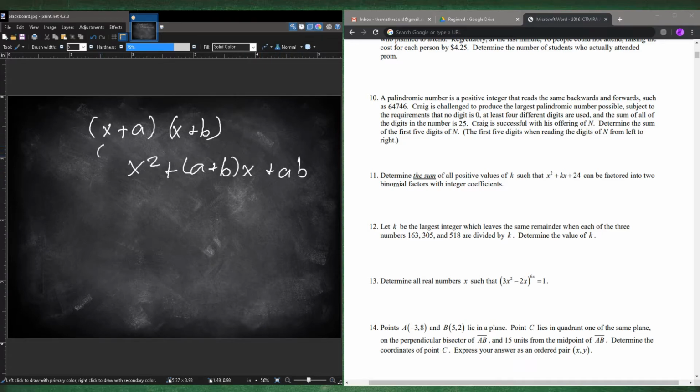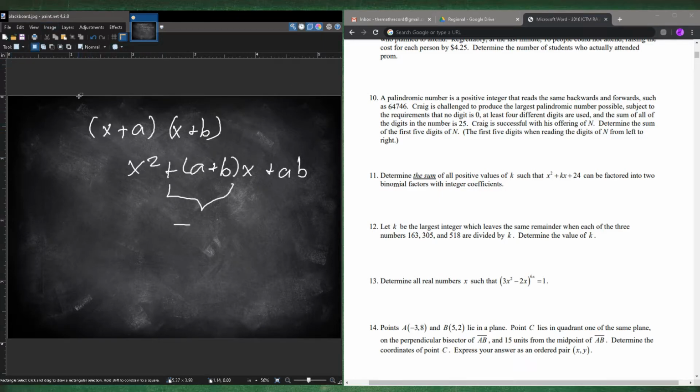Sorry, actually we don't need this. If a and b are both negative, that would still make the product positive. But if you add both of these together on this coefficient, it's going to become negative. So since k is positive, that means both a and b have to be positive.